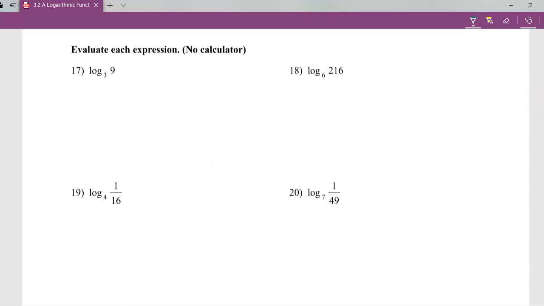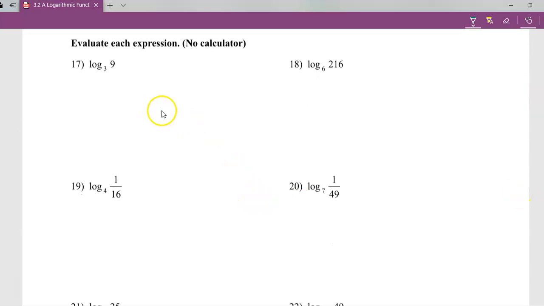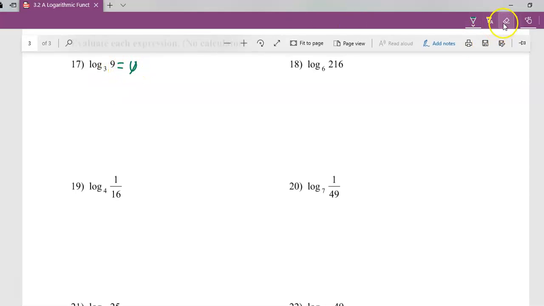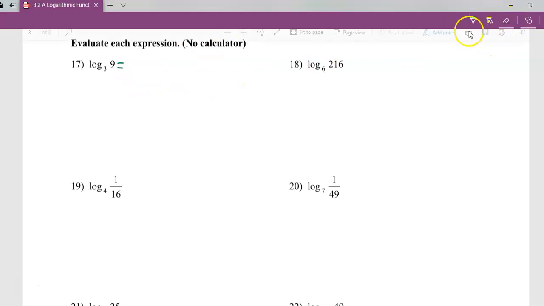Okay, in this next section, we actually want to evaluate this. We want to do it without using our calculator. So we have log base 3 of 9. We don't know what this equals yet, but that's what we're trying to figure out. So what we're going to do here is set this equal to x. So step 1 in this section, set equal to x.